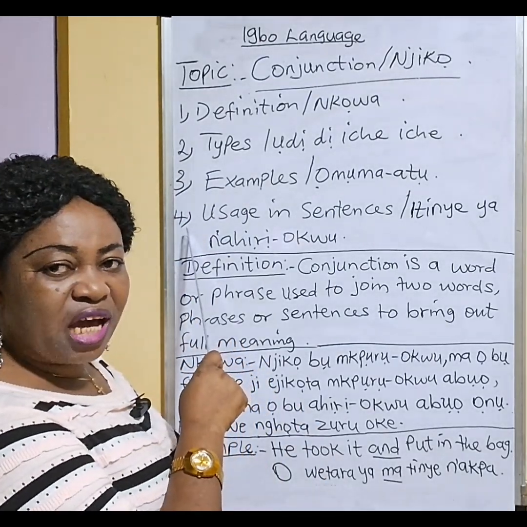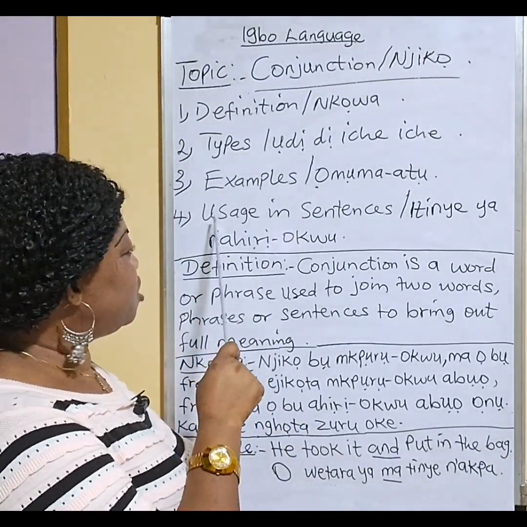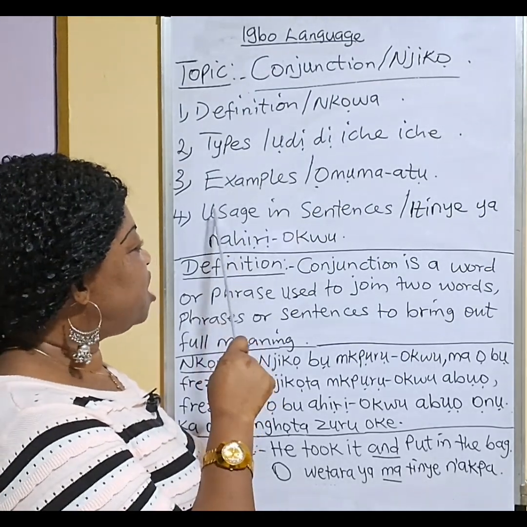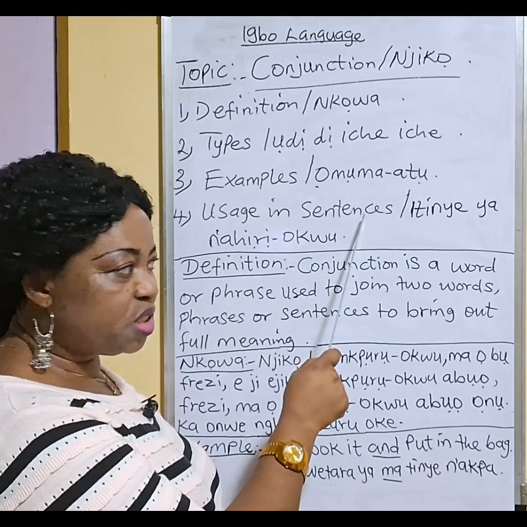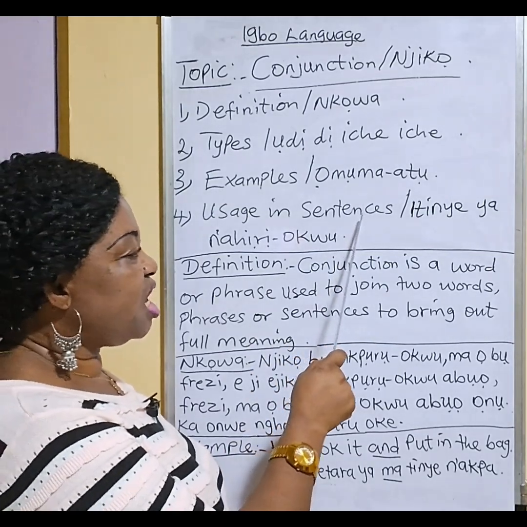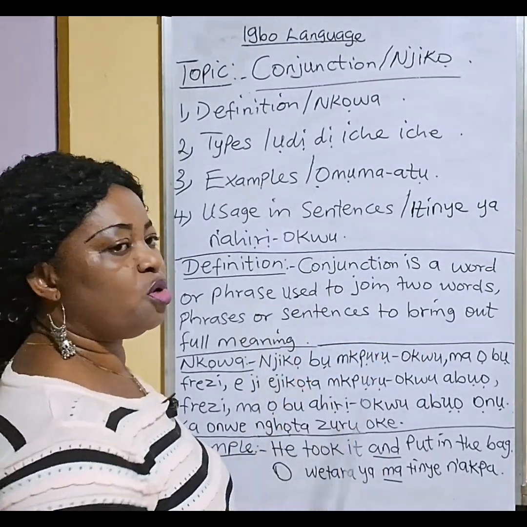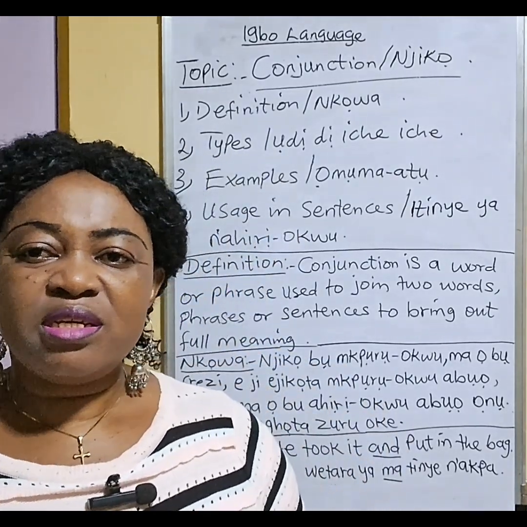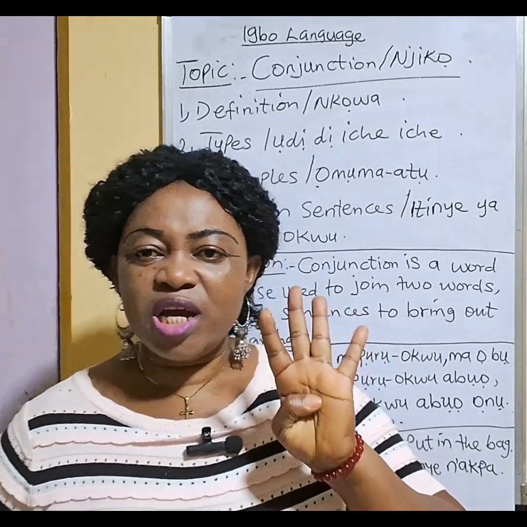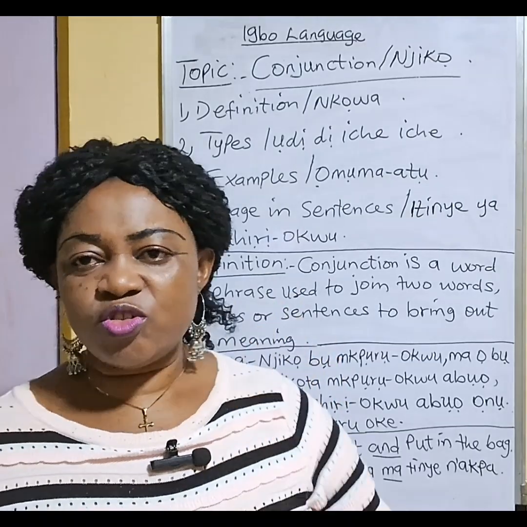Lastly, nke anọ, we are going to look into the usage of this conjunction in sentences. How to use it in sentences. Ya bụ itinye ya na ahịrịokwu. We are going to put it into sentence making. That is the four areas we are going to look into in this conjunction.